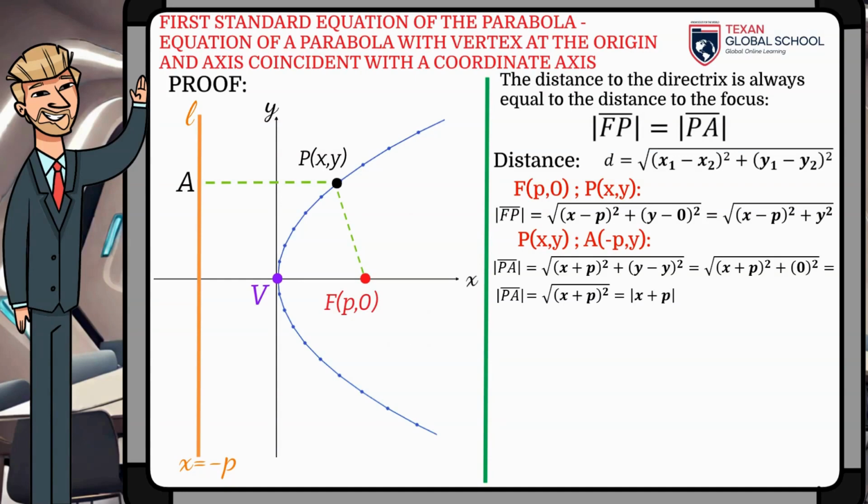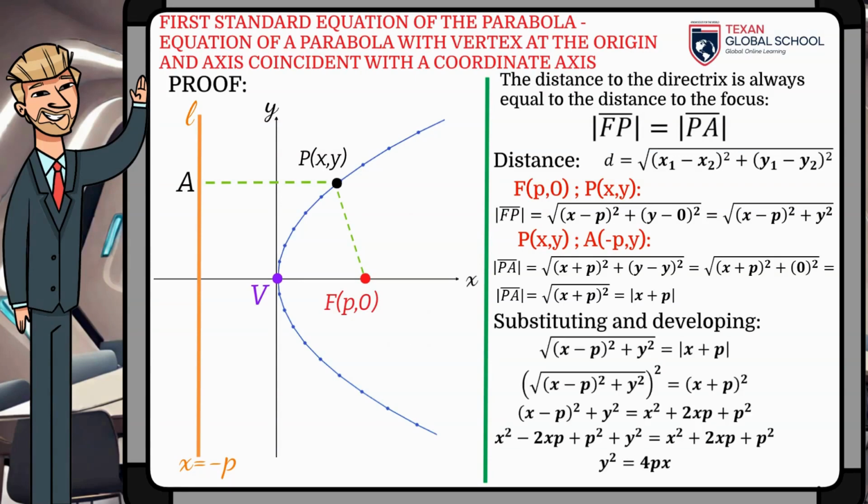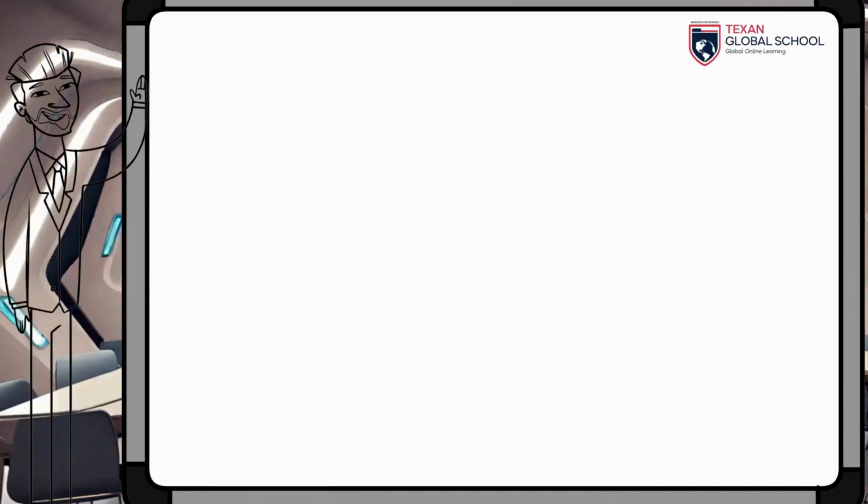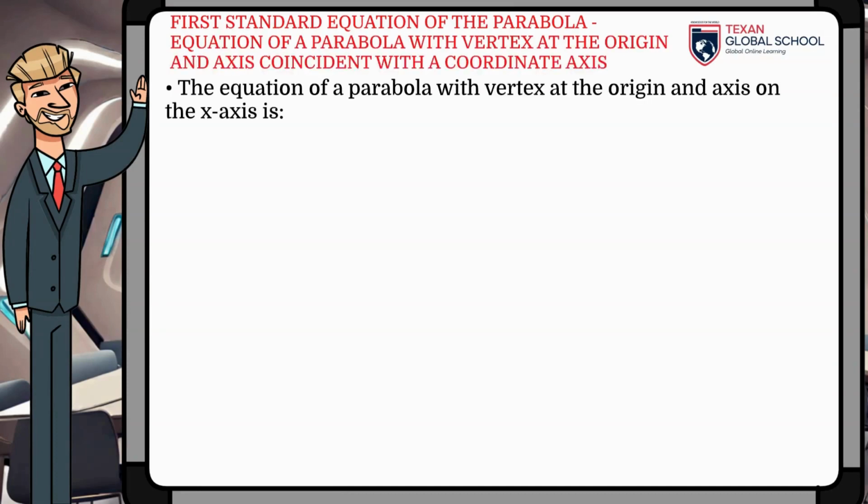By substituting into the algebraic definition of a parabola, equalize those expressions. When developing, square both members to eliminate the square root. Develop using special products and simplify, obtaining y squared is equal to 4 times p, x. This is the simplest form of the equation of a parabola, called the first standard equation. In summary, the equation of a parabola with vertex at the origin and axis on the x-axis is y squared equal to 4 times p, x.